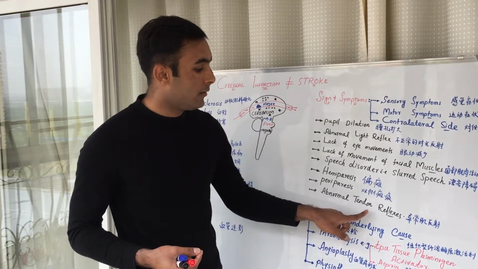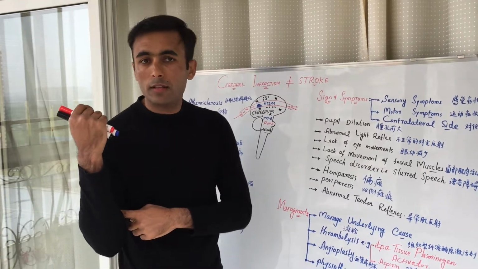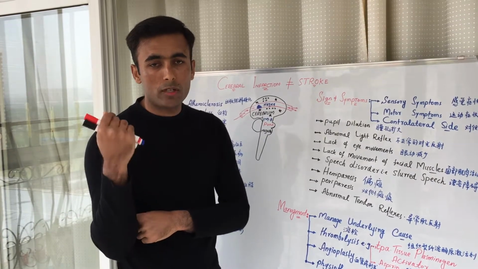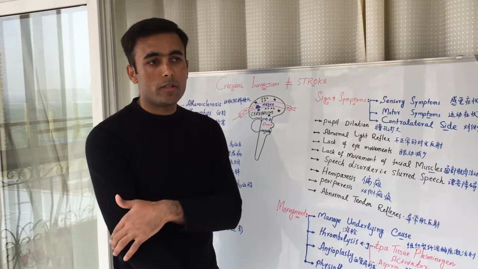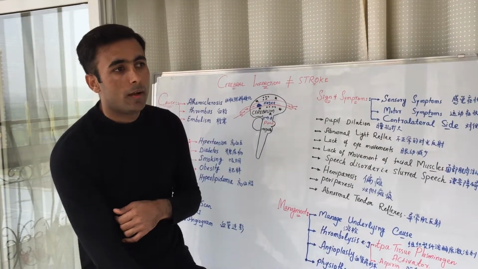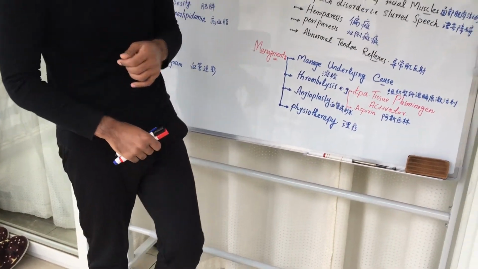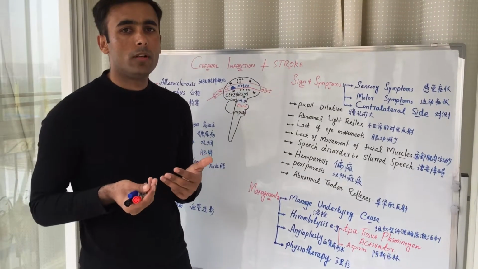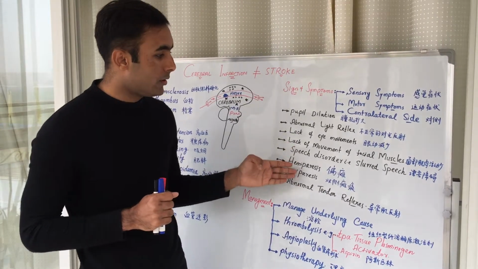Another very common symptom in these patients is abnormal tendon reflex. If you check their bicep tendon reflex, it is abnormal. Either it is very exaggerated or very low. So their bicep tendon reflex is abnormal, or their tricep tendon reflex, or their knee tendon reflex is abnormal. So they have abnormal tendon reflex.